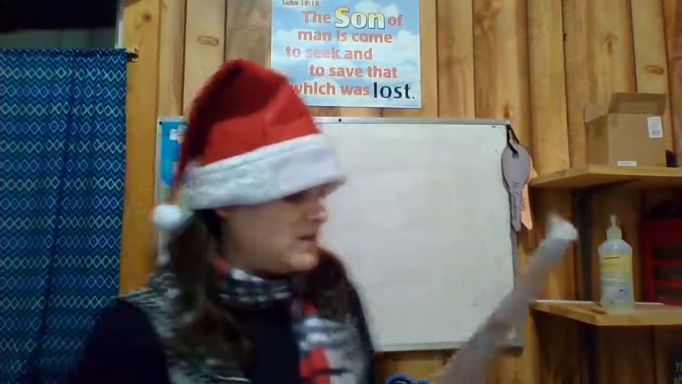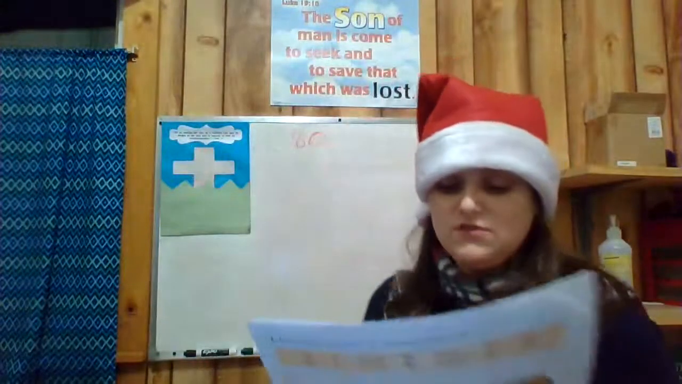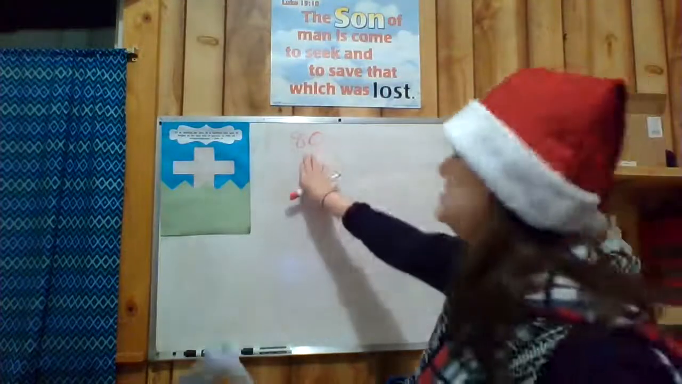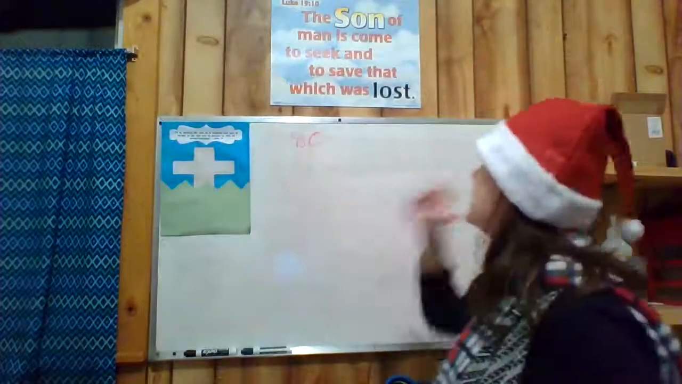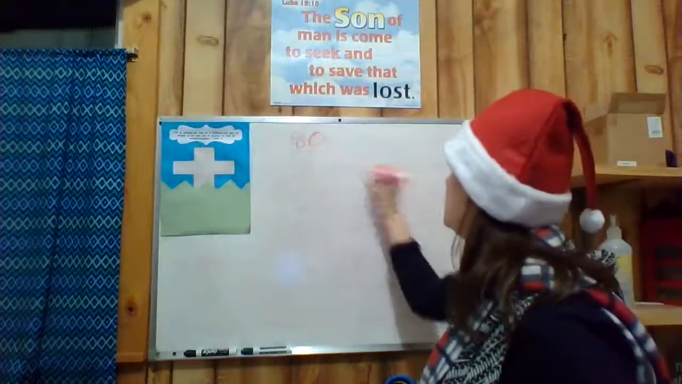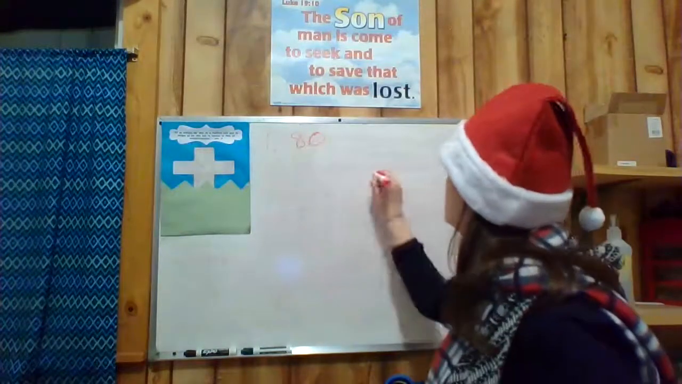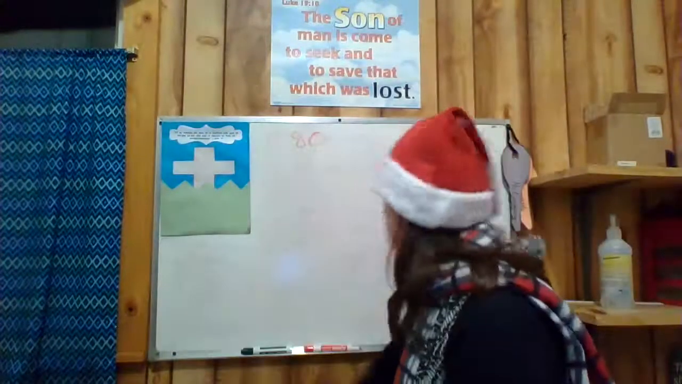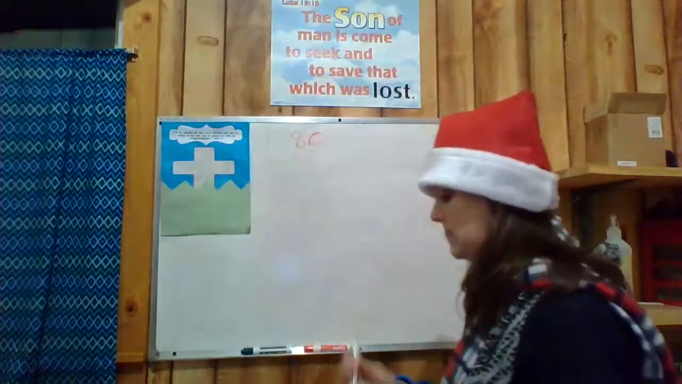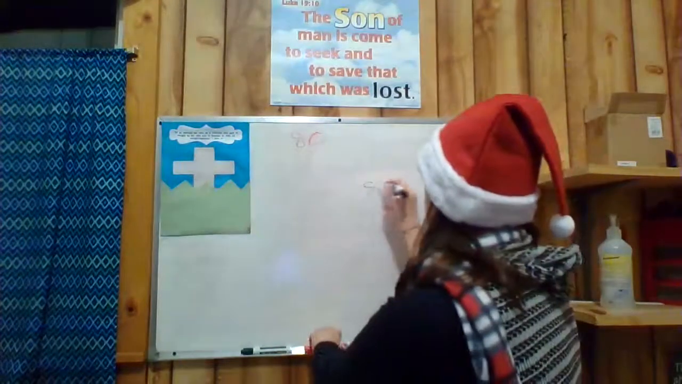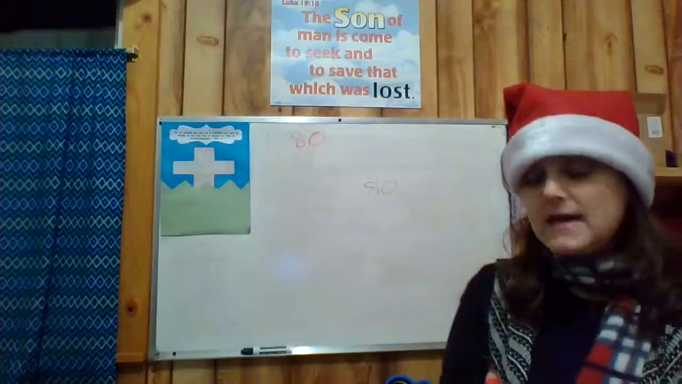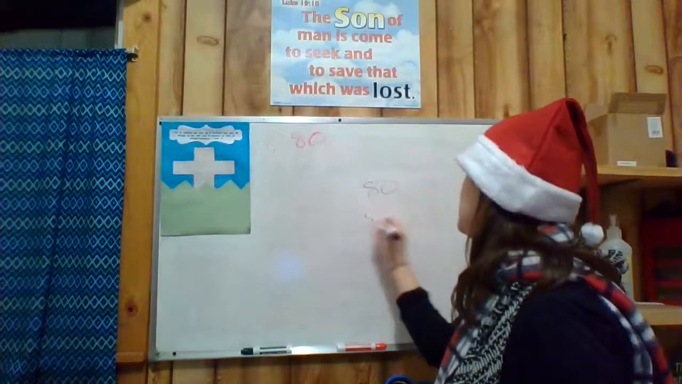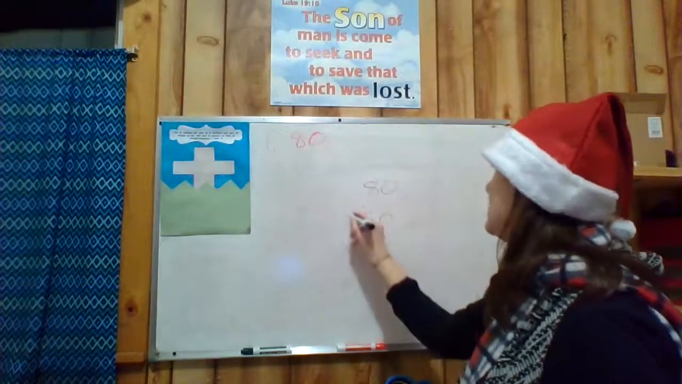Okay, once you get your 50 squares, number 3 says, how many more squares do you need to color to equal the number of days you have been in school? Well, we said we have been in school for 80 days. Okay, let's switch back to the black one. We said we've been in school for 80 days, and we colored in how many? Colored in 50.